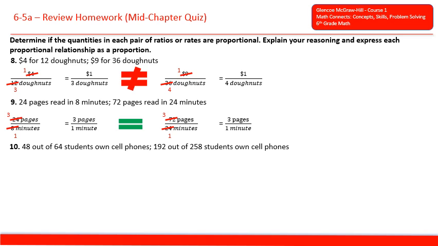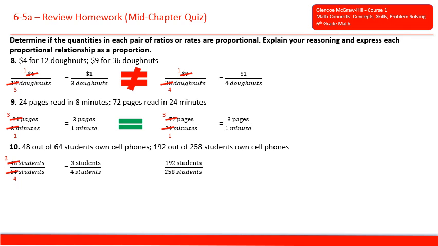Number 10, 48 out of 64 students own cell phones, and 192 out of 258 students own cell phones. So we have 48 out of 64, and we need to find the greatest common factor of 48 and 64. That is 16. So 16 will go into 48 3 times, and 16 will go into 64 4 times. So the first ratio is 3 out of 4 students own cell phones.